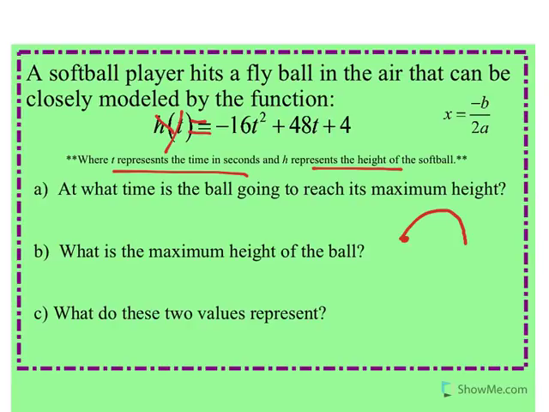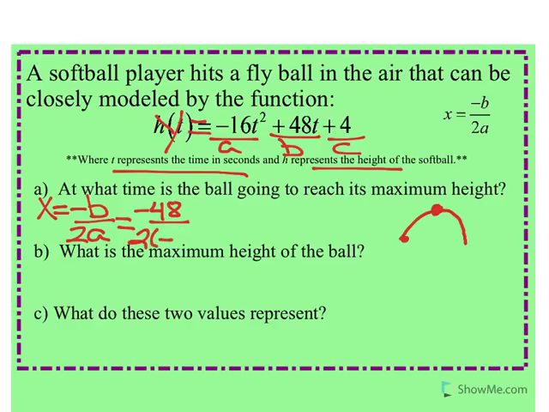Yes, I paused because I was hoping that you were thinking. The maximum height is the vertex of the parabola. And we know how to find the vertex. We know x is equal to negative b over 2a. So let's look at our equation. A is negative 16, b is 48, and c is 4. So we have negative 48 over 2 times negative 16. That will give us negative 48 over negative 32.